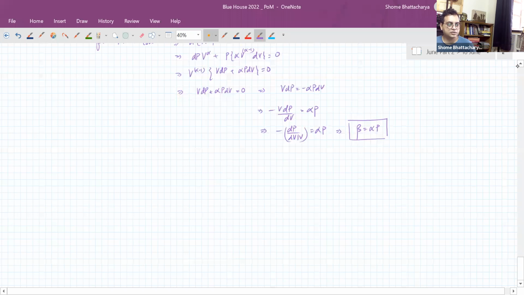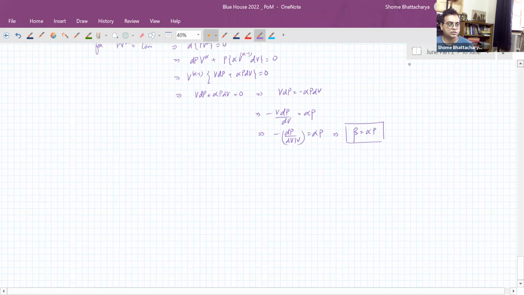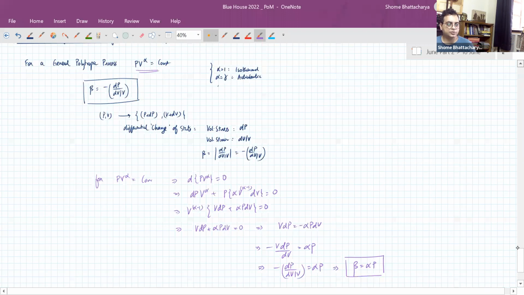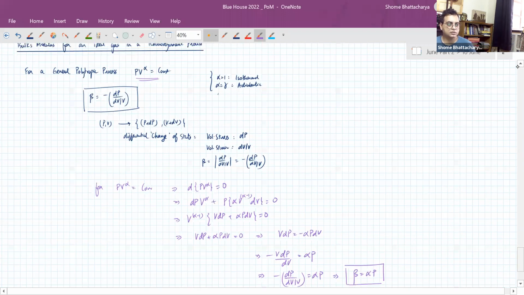That is why we say in an isothermal process it is equal to the absolute pressure, and for an adiabatic process it is equal to gamma into P.